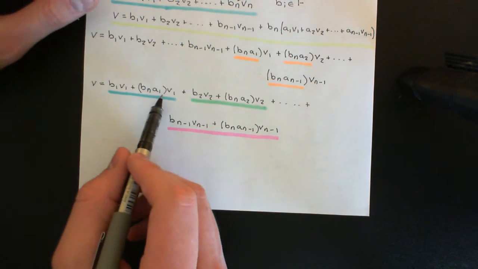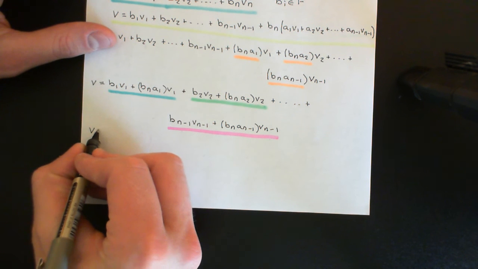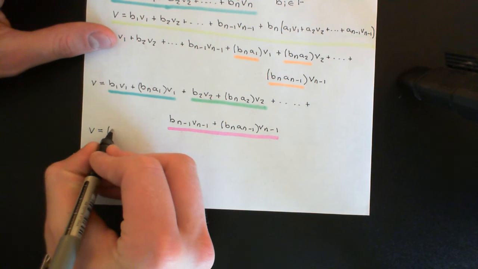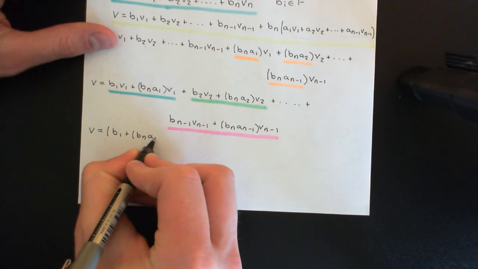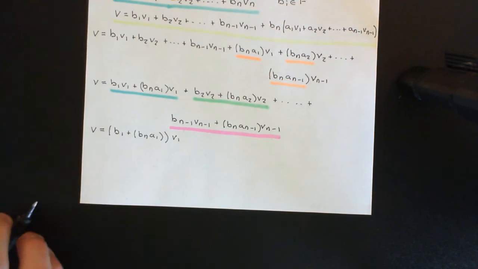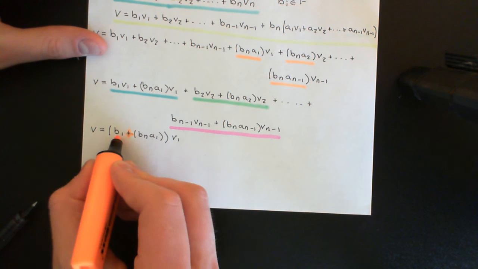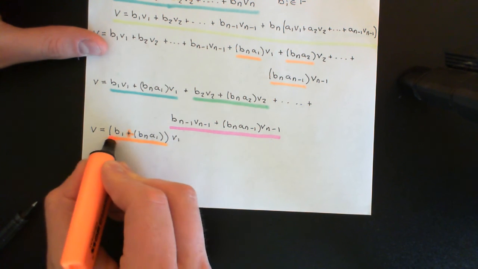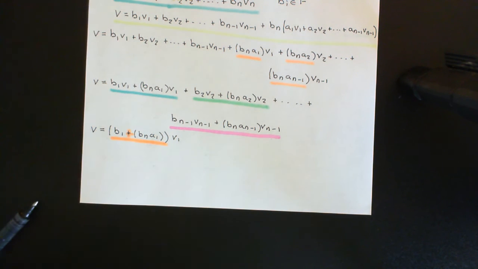Let's now factor out v1, v2, vn minus 1, etc. So that will then mean that the vector v is equal to (b1 plus bn times a1) times v1. Now all of these things here, this is addition in the field, this is multiplication in the field, so all of this is just field operations. We are taking a few elements of the field and adding and multiplying them in the field, and we'll end up with some other element of the field, which is the important thing there.